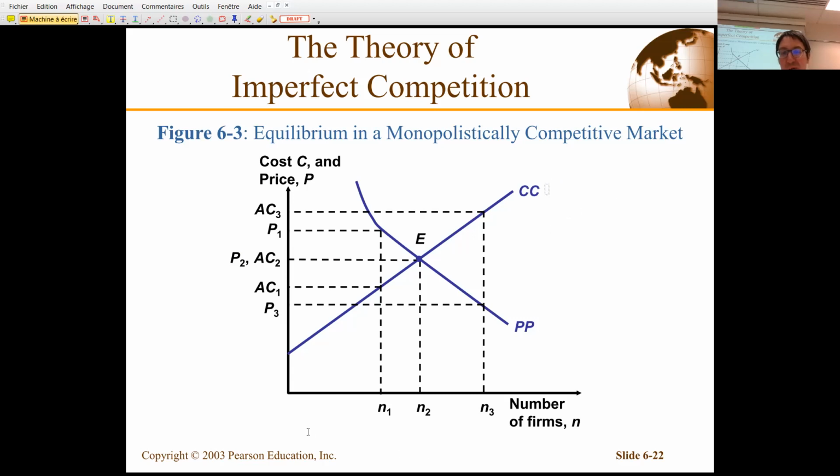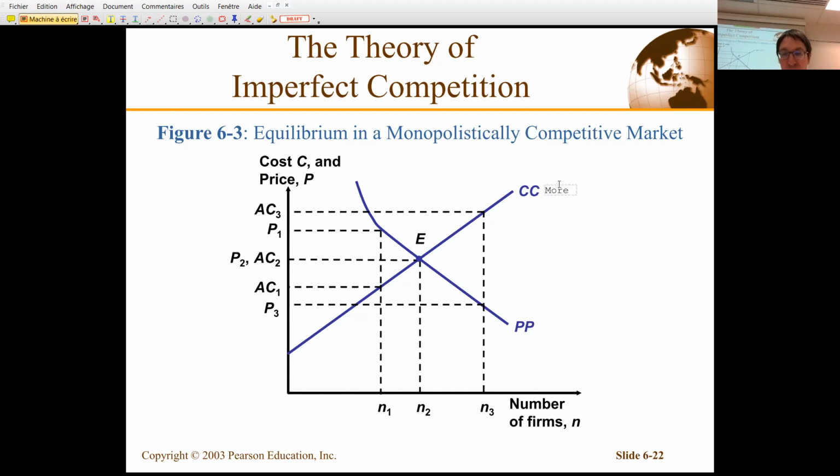So now this is not supply and demand. This is a relation between cost and price. So average cost and price on the vertical axis, and number of firms on the horizontal axis. We are going to determine the number of firms on the market with two relations between the number of firms and cost and price. First is the positive relation there.